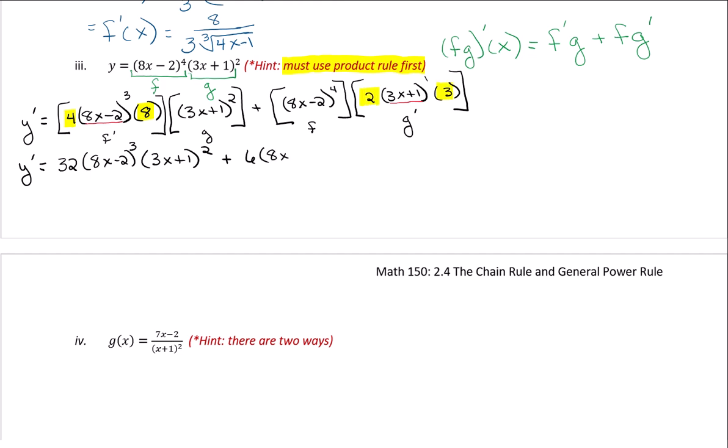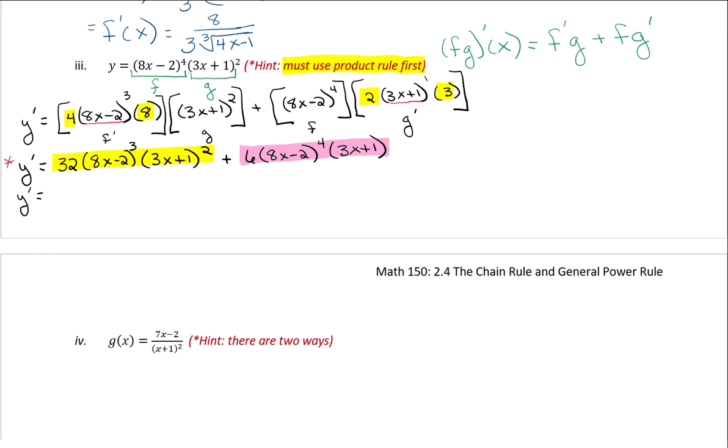6 times (8x minus 2) to the fourth times (3x plus 1). Now, as far as I'm concerned, you can stop here, but you might be asked to simplify further. So that means we need to factor out any GCFs. We have this first section before that plus sign, and we have this second section after the plus sign. Let's factor out each of their GCFs.